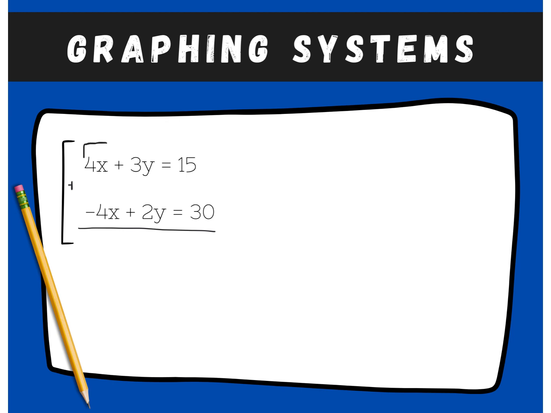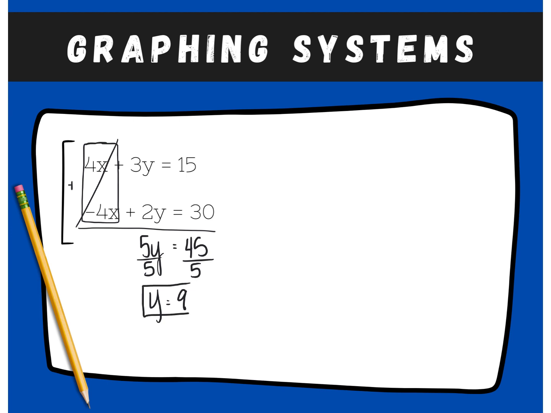So here I have 4x and I'm adding to it a negative 4x, and I know that 4x plus negative 4x is 0x. So my elimination method has eliminated my x variable. If I keep going, I can add my 3y to my 2y to get 5y. I can add my 15 to 30 to get 45. And now I have something with one variable that's solvable. So to solve, I would divide by 5 on both sides, and I would find that y is equal to 9.